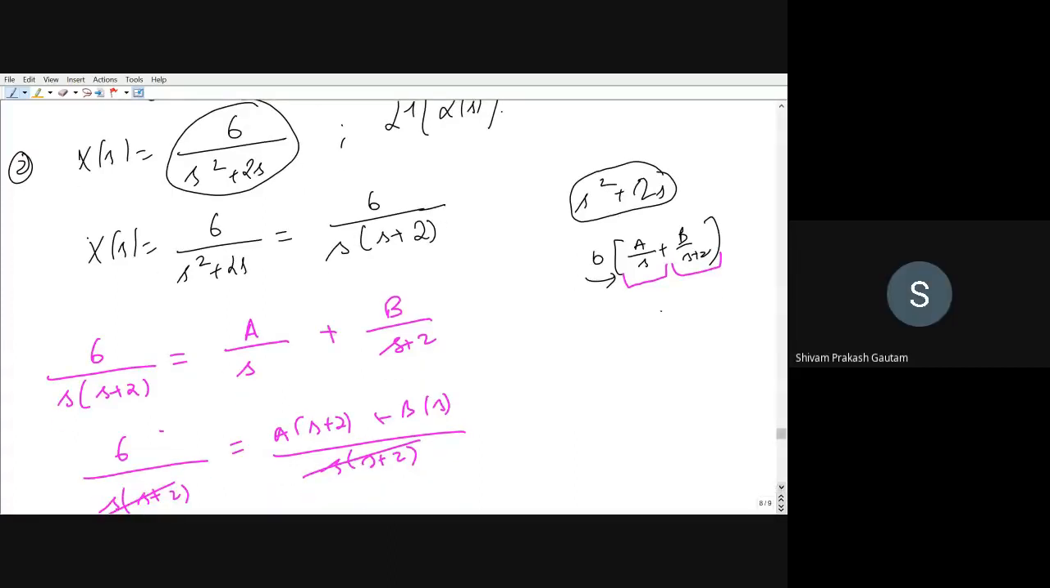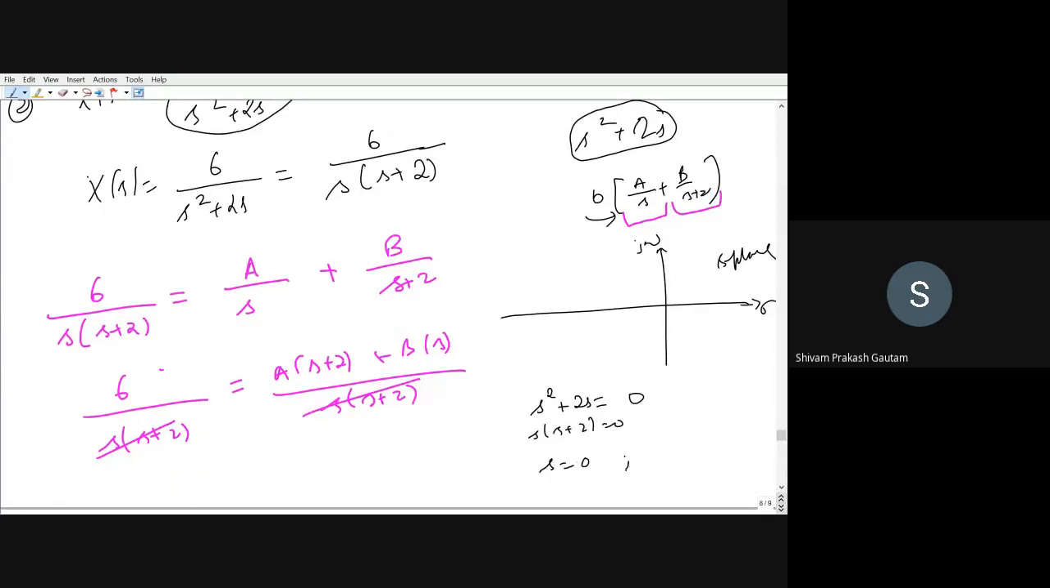Okay. So let me again draw the S plane. This is our S plane, this is our real axis, sigma, and this is our j omega. Can you tell me what are the roots of the denominator? Minus 2 and 0. How are we finding that? s square plus 2s, put the denominator equal to 0. So s into s plus 2 equals 0. So s will be equal to 0, and s plus 2 equals 0, so s will be equal to minus 2.